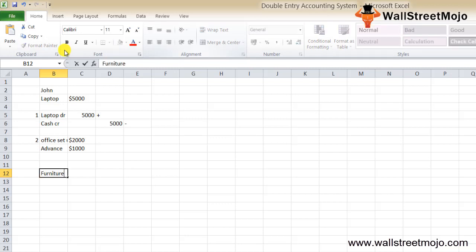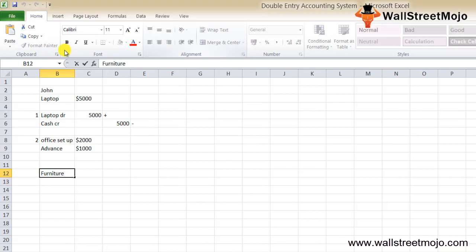It's the furniture, because that's the asset we are purchasing. And for that, we have paid an amount, right? So the furniture account has to be debited, and the debit amount is the total value of furniture, which is $2,000, right? Let's pick up the number from here itself, $2,000. The next is cash. Cash account is credited because the cash is going out. How much? Because the advance is 1,000, so 2,000 minus 1,000 that has been paid, right?